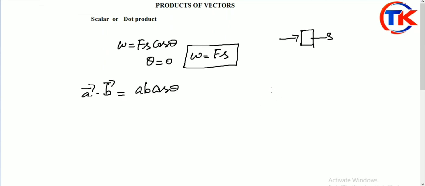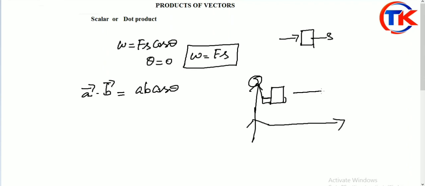So see this example. A person holds a weight in his hand like this, imagine, and he is moving in this direction. Clear? So the block movement is from left to right. Hope you can understand what I am saying. He is holding the block. The weight of the block is acting downward, right? That is equal to F. Clear? So now we are going to calculate the work done by the man.